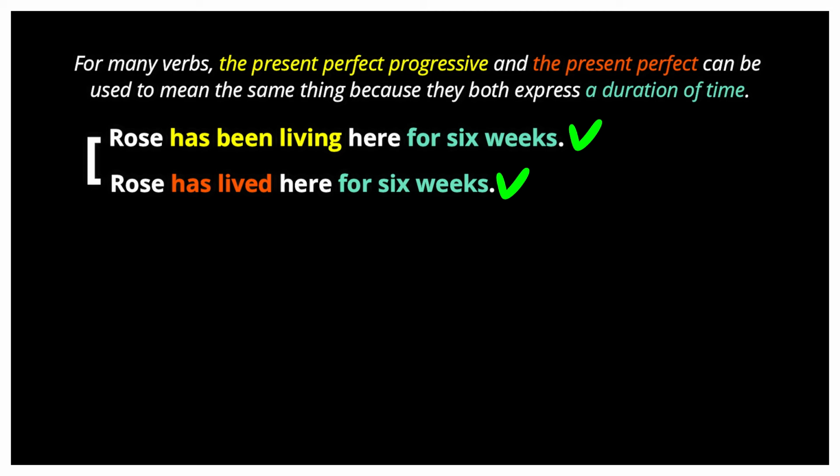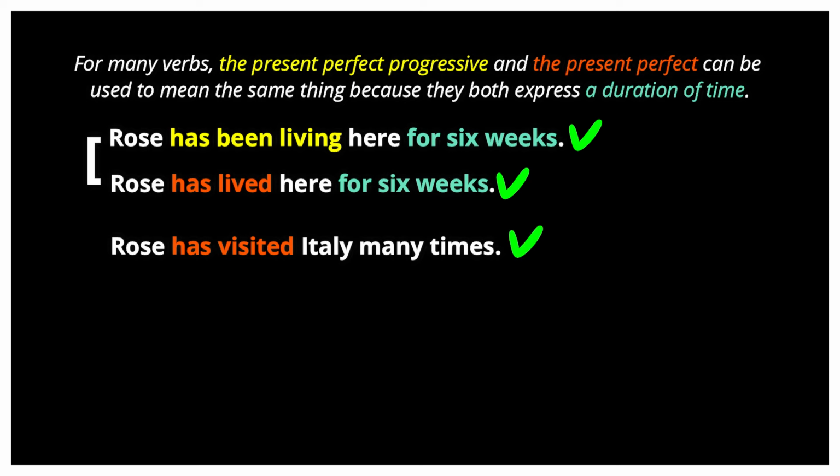All right, so it might be a little bit tricky, but here's the difference. Take a look at this example. Rose has visited Italy many times. You see, in this example, we're talking about repeated activities that have occurred at unspecified times in the past, which are related to the present now. Okay, that's the present perfect tense.